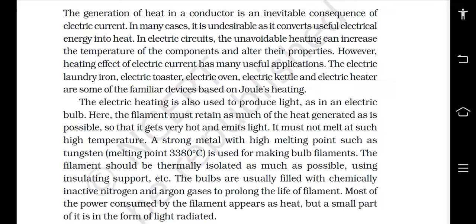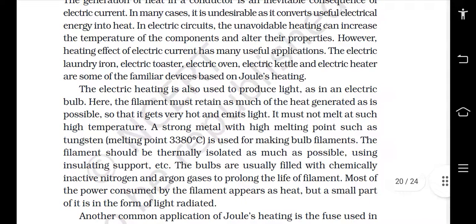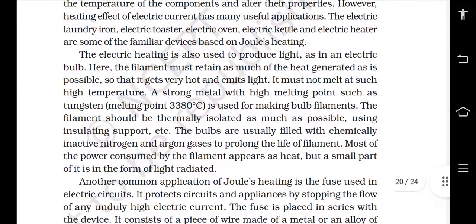These are some useful applications in our daily use: the electric laundry iron, also called the electric iron, the electric toaster, electric oven, electric kettle, and electric heater. These are some examples of the heating effect of electric current. And in the next paragraph, they are telling about the electric bulb also.